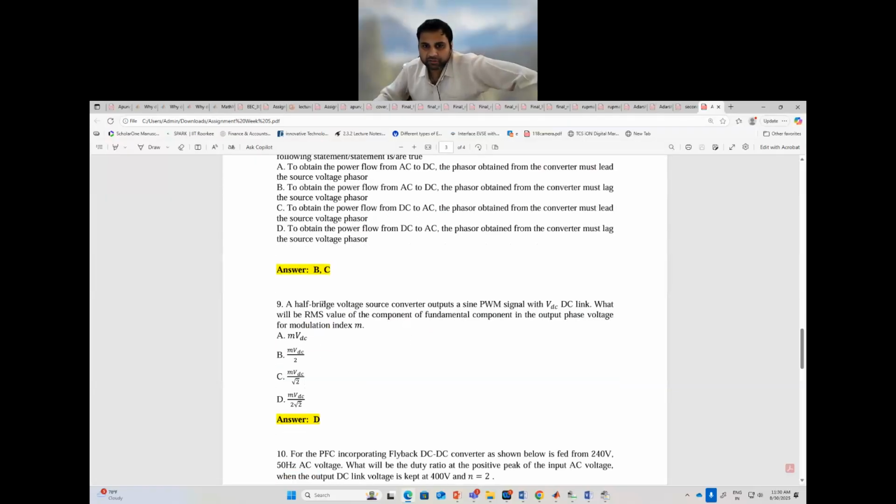Now in the fourth problem, a half-bridge voltage source converter outputs a sine PWM signal with DC link voltage VDC. What will be the RMS value of the fundamental component of the output phase voltage with modulation index M? We know it is M VDC by 2, and that is the peak value. When you divide by root 2, that will be the RMS value. So that is the answer, which is D.